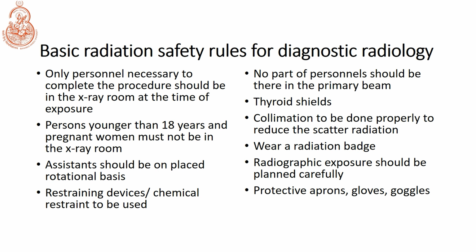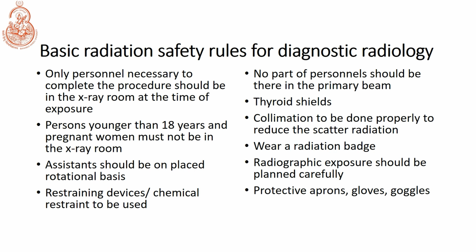The assistants shall be placed on a rotational basis, and restraining devices and chemical restraining techniques may be employed to reduce the number of people there, to reduce the number of radiographic projections, and to reduce the time of exposure. No part of personnel should be in the primary beam. This has to be kept always in mind, because while we hold the animal, try to control or restrain the animal, or position the animal on the table for radiography, we will be forced to have some part of our body under the primary beam. That shall never happen. That has a severe ill effect.